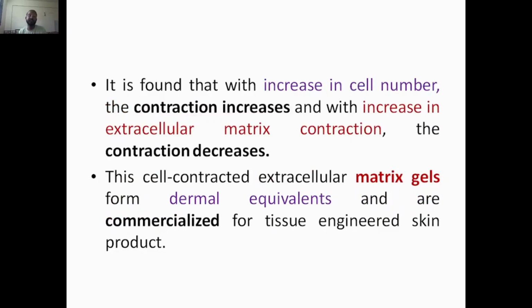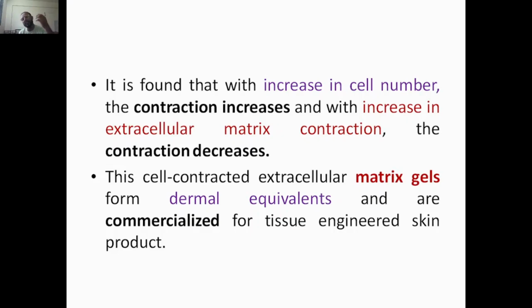It is found that with an increase in cell number the contraction increases, and with an increase in extracellular matrix, the contraction decreases. So what happens here? When the cell numbers are more, the contraction increases definitely, because more cells are active. And with an increase in extracellular matrix, the contraction decreases. That means the more the cells, the more the contraction; the higher the extracellular matrix, the contraction of cell or tissue decreases. These are some of the factors which are related to each other.